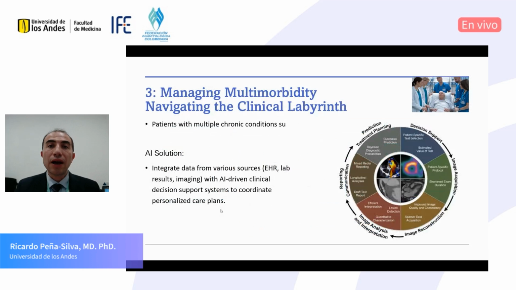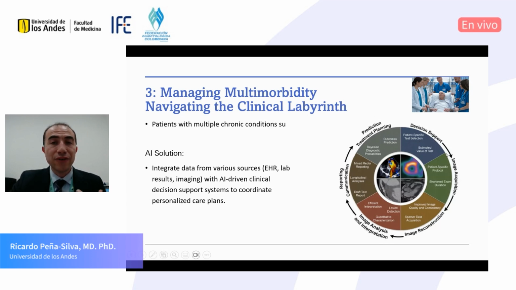Here, we can also see how artificial intelligence can help us to manage multimorbidity, because we understand that patients can have multiple diseases, and in order to diagnose and to treat the diseases, there could be multiple approaches. So an artificial intelligence model can integrate data from various sources, including the electronic health records, lab results, imaging, to support decision systems that could help us to coordinate better care plans for the patients. And here there is only one example. Using artificial intelligence can help us to estimate which is the right test based on the characteristics of a patient when we want to diagnose a particular condition.